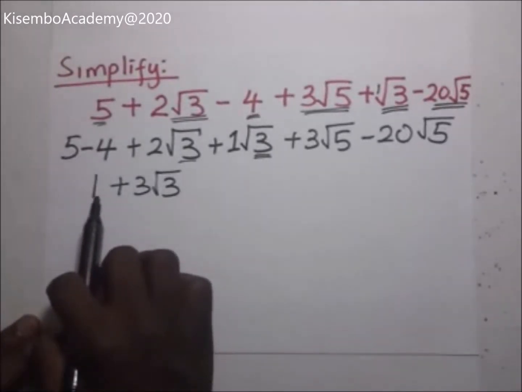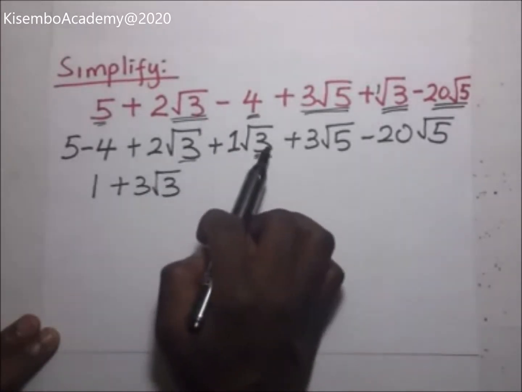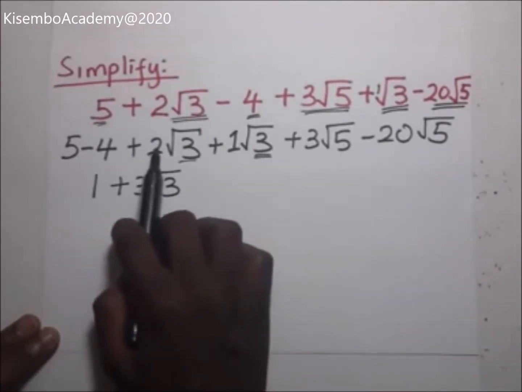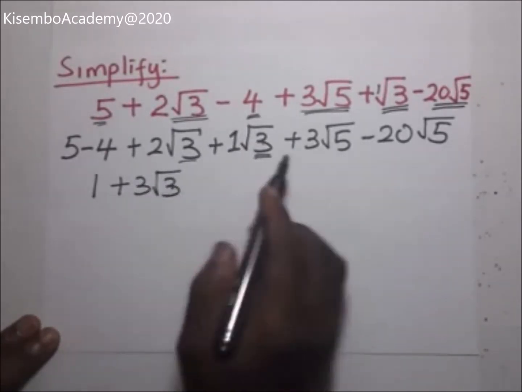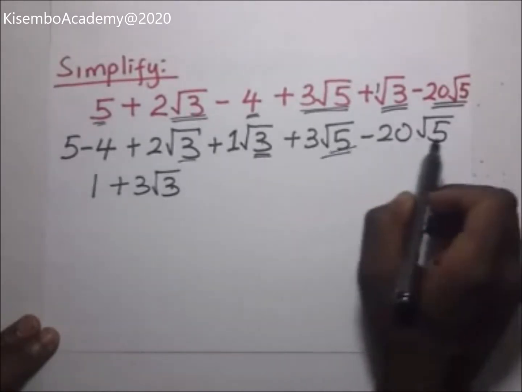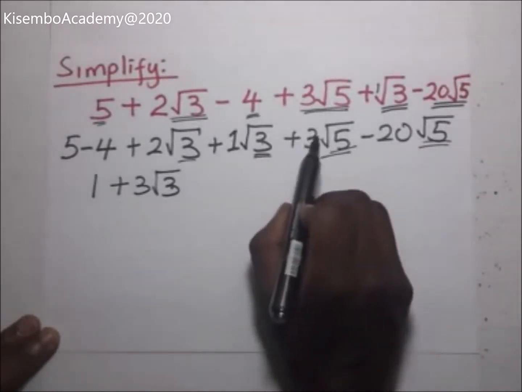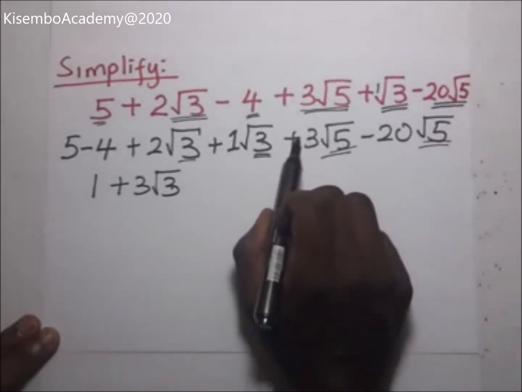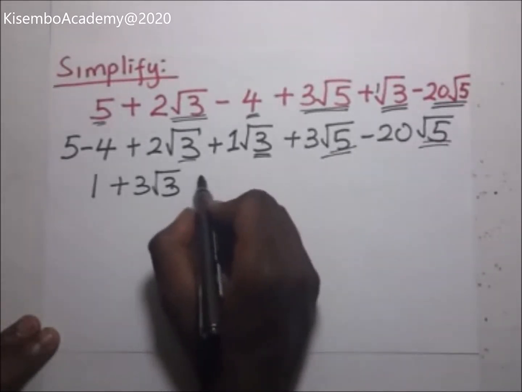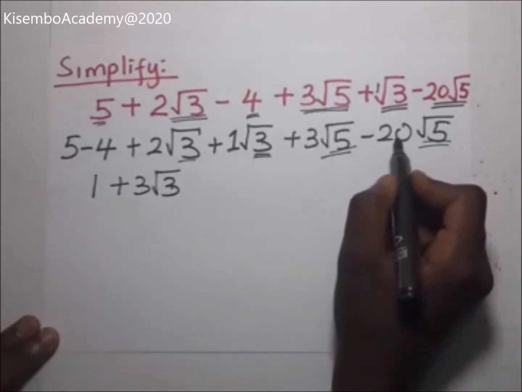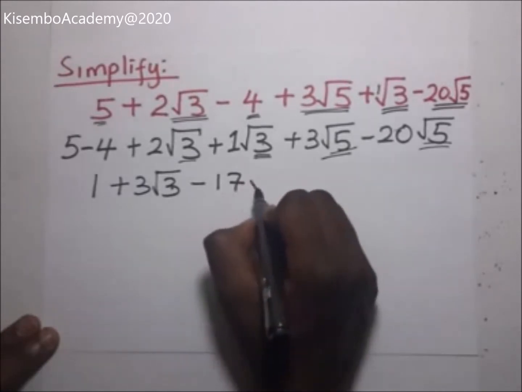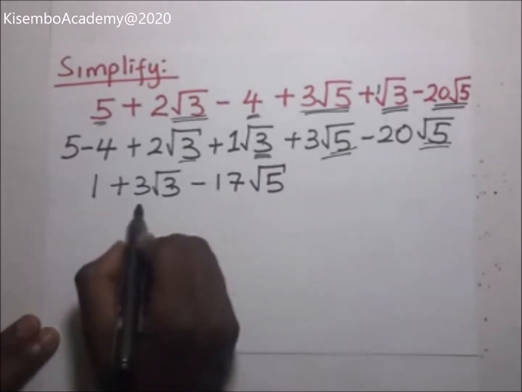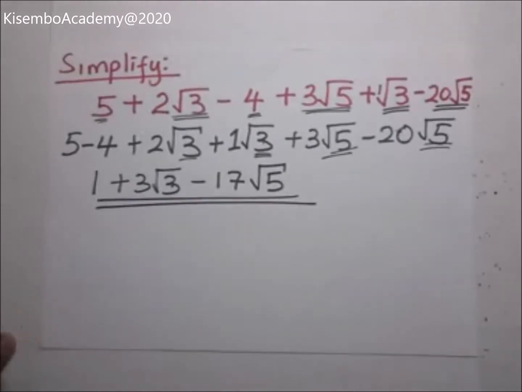5 minus 4 is 1. Then we have 2 root 3 plus 1 root 3 giving us 3 root 3. This is like saying 2x plus 1x, giving you 3x. We have also the ones with root 5 and root 5. So this is like saying plus 3y minus 20y. Plus 3y minus 20y is going to give us 3 minus 20, which is negative 17. So negative 17 times the square root of 5. And definitely we can't solve this any further than this, and that gives us our answer.